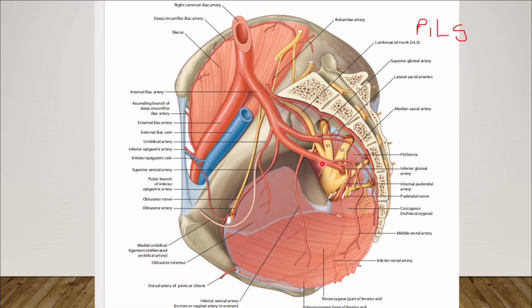Another visceral branch is the midrectal artery. The midrectal artery will supply the upper portions of the rectum. The rectum will be somewhere here. So the upper portions of the rectum will be supplied by the middle rectal artery. Okay. Done. So those were the visceral branches.